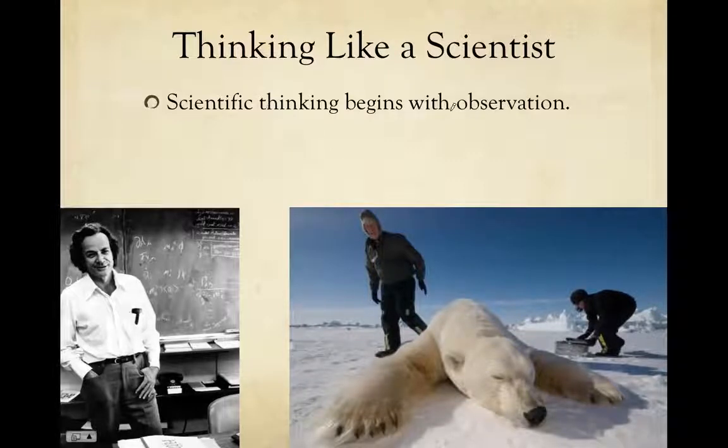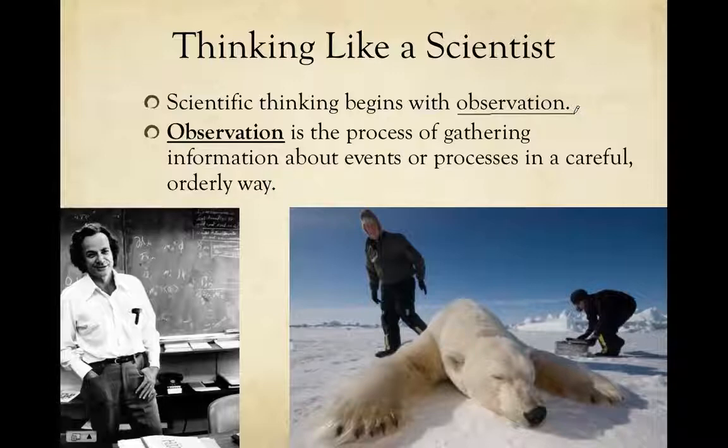The first step in terms of thinking like a scientist is to use observation. That's where it all begins, using observation, seeing something, hearing something, smelling something in order to then come up with a question. An observation is a process of gathering information about events or processes in a careful, orderly way. Oftentimes we use our senses in order to do this. Over here we have Richard Feynman. This is my favorite scientist. And then you have scientists over here investigating and measuring a polar bear. But both of these scientists start with an observation. That's very important.